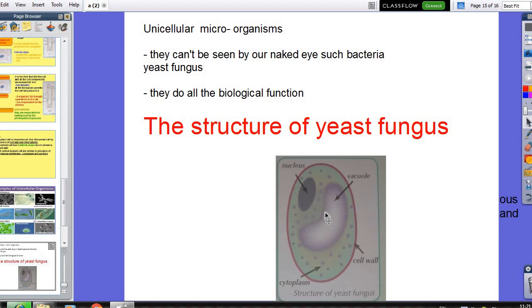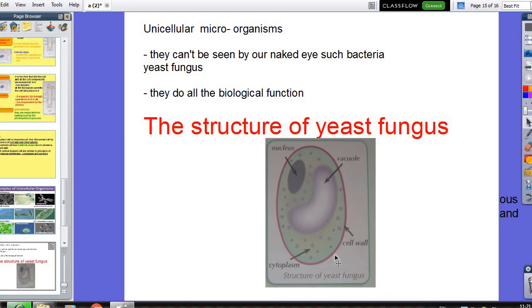The structure of the yeast fungus, as we see, has a cell wall like the plant cell. It also contains cytoplasm like the plant cell and animal cell. It has a big vacuole like the plant cell and a nucleus, but it doesn't contain the green plastid. Okay, so they can't do the photosynthesis process and can't make their food by themselves.